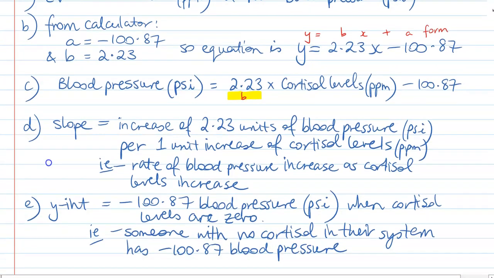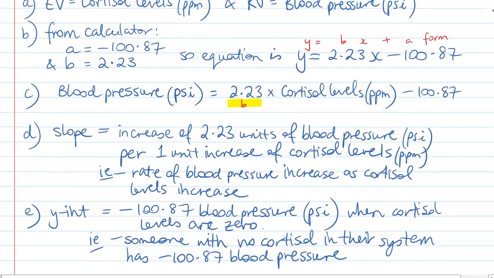Moving on to E, our Y-Intercept. Now, this presents where we have an issue with our model. So the Y-Intercept interpreted means that we have a negative 100.87 blood pressure when cortisol levels are 0. So in other words, that means someone with no cortisol in their system has negative 100.87 blood pressure. And I'm no doctor, but I'm pretty sure you can't have a negative blood pressure.